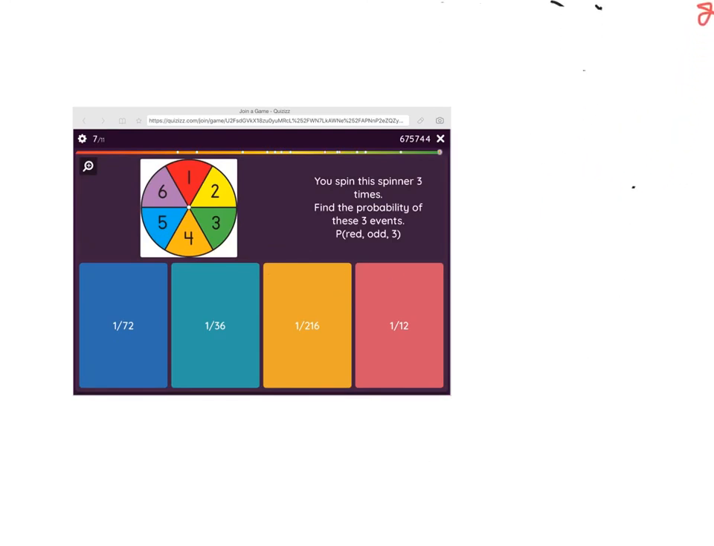Okay, you spin this spinner 3 times. Find the probability that these 3 events will occur. The probability it's a red. Is that an or an and? It's an and. Probability it's an odd. Is there replacement this time? Yeah, like every time you spin the spinner, you don't lose it, right? And then the last one, the probability that it's 3.